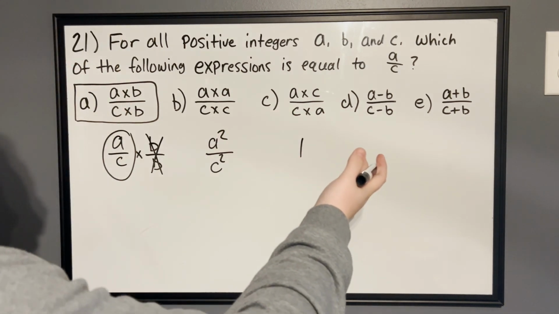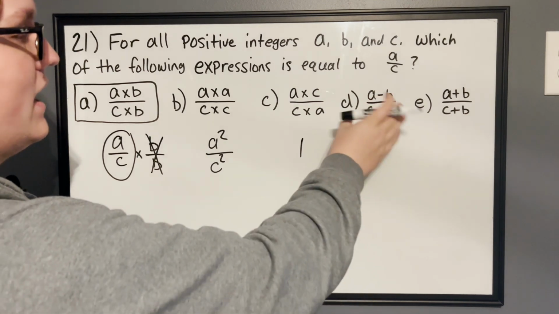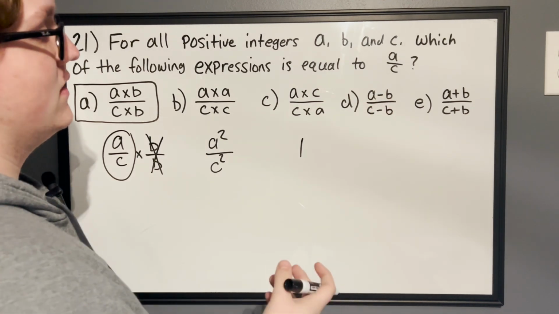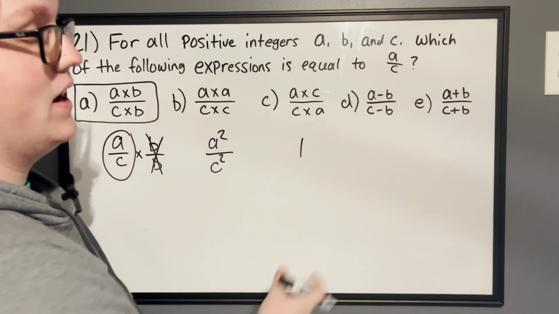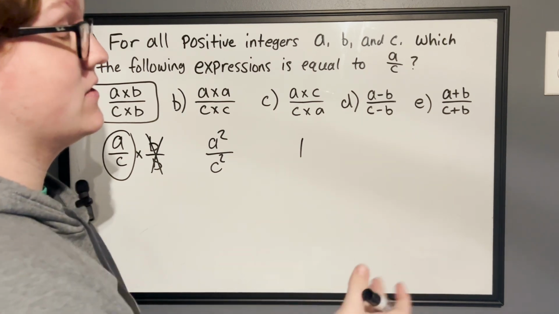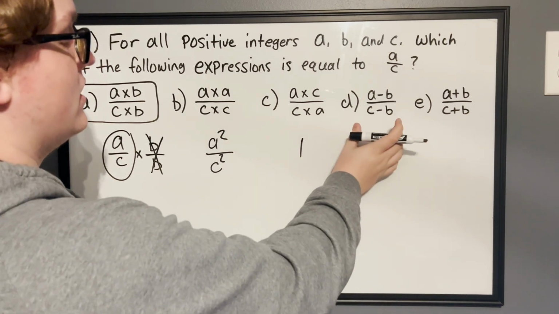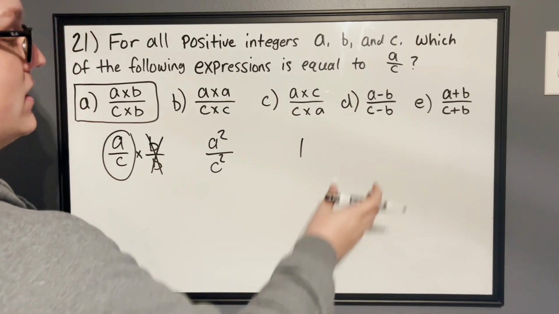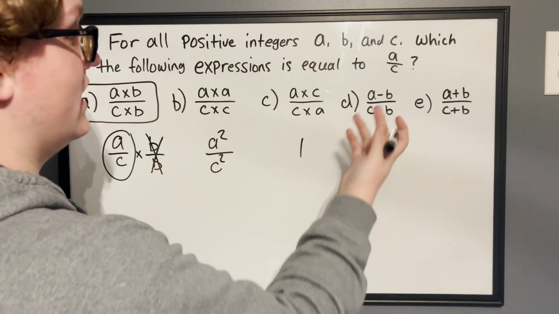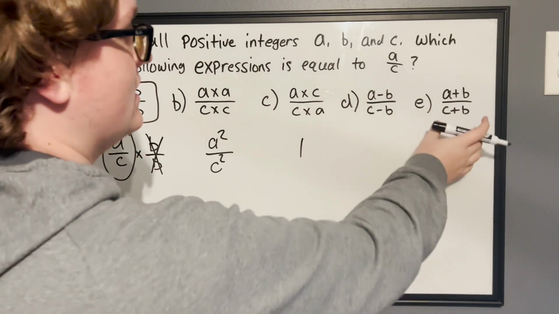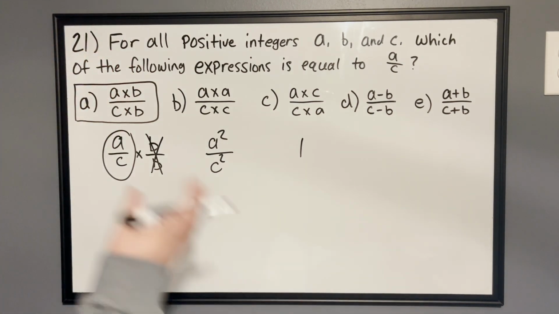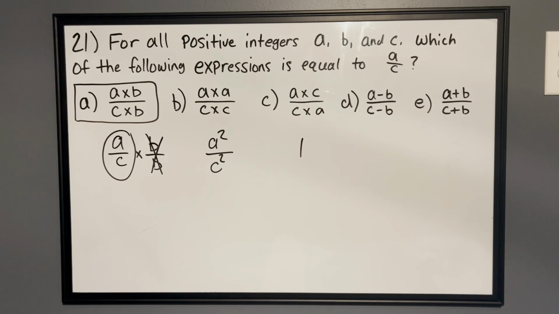A minus b over c minus b, we can't simplify. The a and b, unless they're, I mean, I guess you could add them, but as they are right now, we don't have a specified number for them. So you could add, subtract whenever you know what they are, but right now we don't know. They just stay as a minus b and c minus b. And same thing for adding. So our only answer here is going to be option a times b over c times b. So let's go ahead and move on to question number 22.